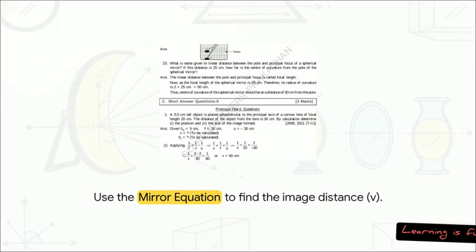It's a concave mirror, so the focal length F is negative 20 centimeters. The object is real, so its distance U is negative 30 centimeters. We just plug those values into our formula. After a little bit of algebra to solve for V, we get negative 60 centimeters. And that negative sign is the key. It tells us the image is real and it's located 60 centimeters in front of the mirror.